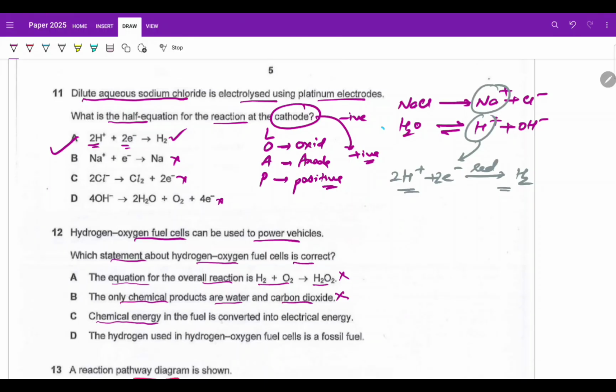The chemical energy in the fuel cell is converted to electric energy. Yes, the chemical energy of the fuel is converted into electric energy in a fuel cell. The hydrogen used for hydrogen oxygen fuel cell is a fossil fuel. No. Therefore, the correct answer for question 12 is C. C is the correct answer.